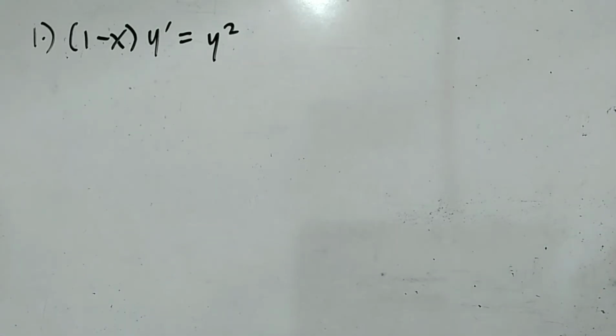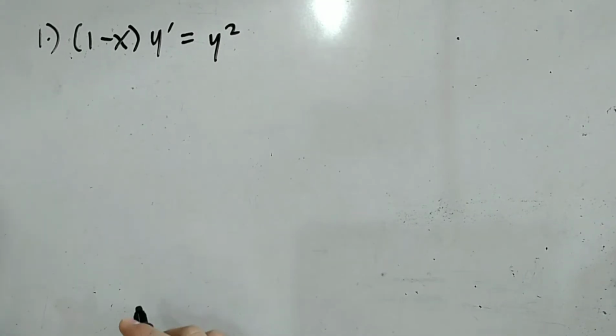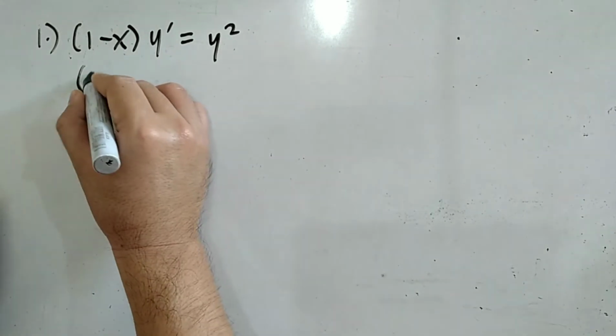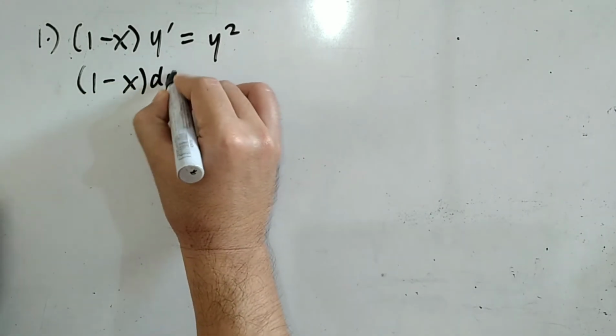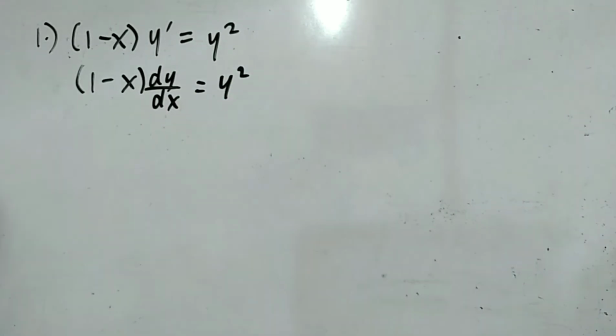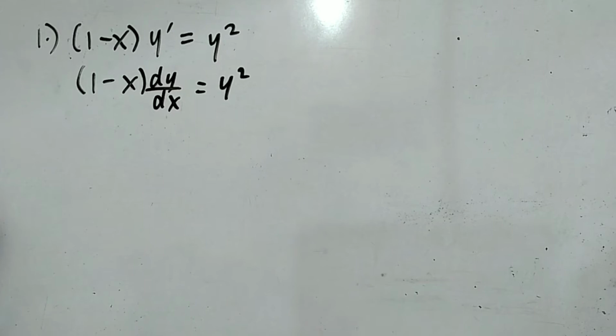For our first example, we will solve (1 minus x) y prime equals y squared using separation of variables. So, the first step is we can rewrite y prime as dy over dx. The next step is to separate the variables. As the name of the technique implies, separation of variables.